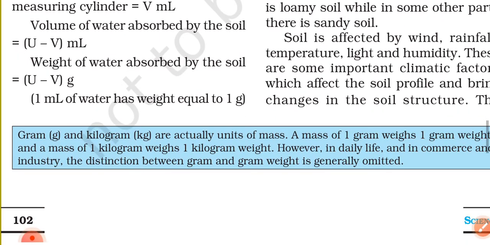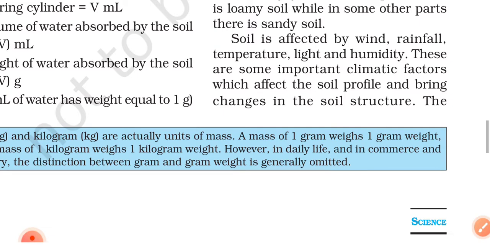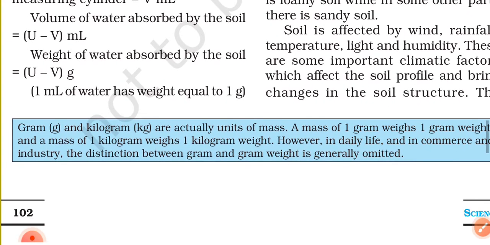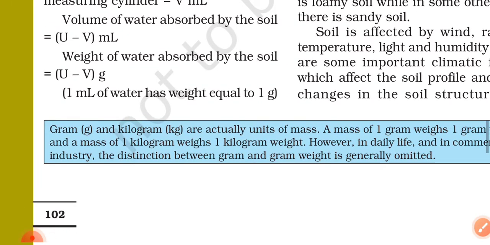Gram and kilogram are actually units of mass. A mass of 1 gram weighs 1 gram weight, and a mass of 1 kilogram weighs 1 kilogram weight. However, in daily life and in commerce and industry, the distinction between gram and gram weight is generally omitted.